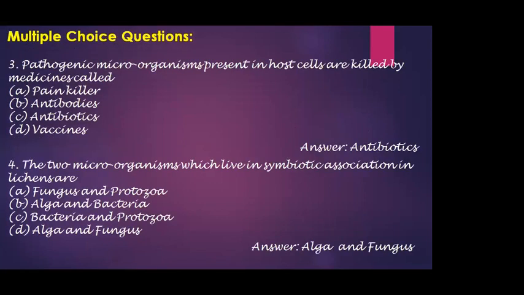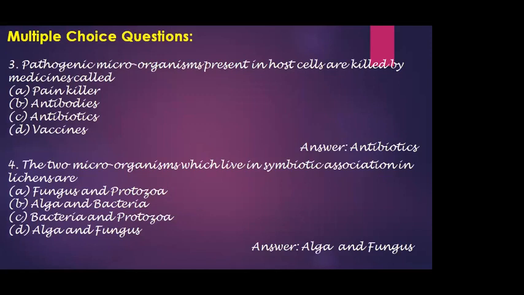Question number three. Pathogenic microorganisms present in host cells are killed by painkillers, antibodies, antibiotics, or vaccines. The correct answer is antibiotics. These are substances that may inhibit or kill the growth of different microbes. Microorganisms causing infection in host bodies are killed by consumption of these antibiotics.